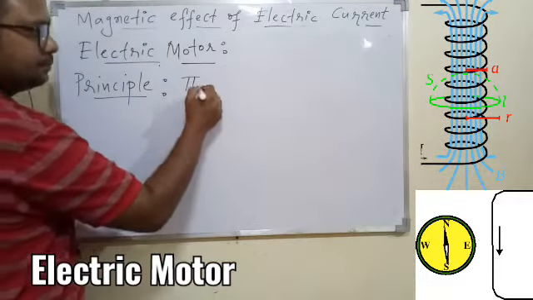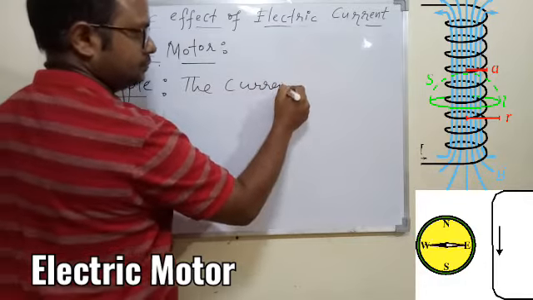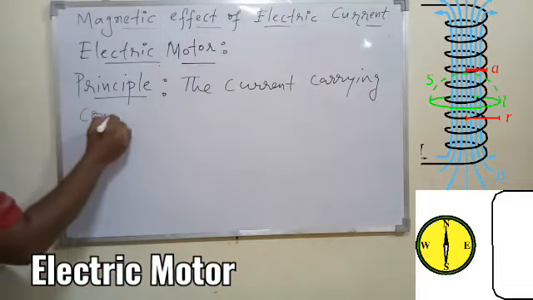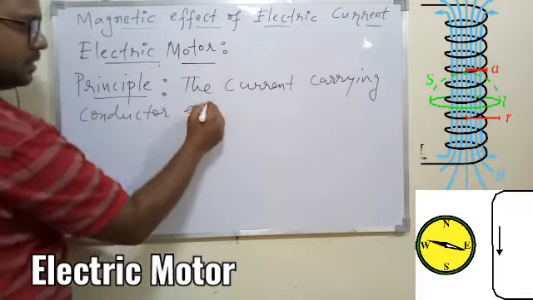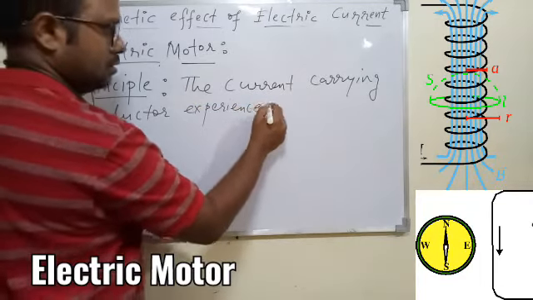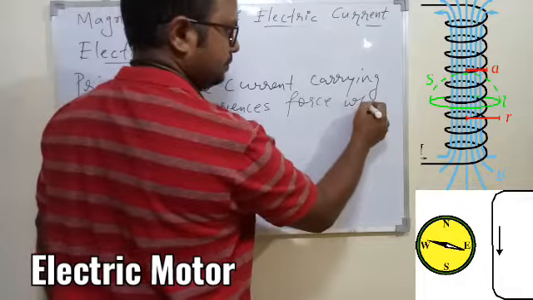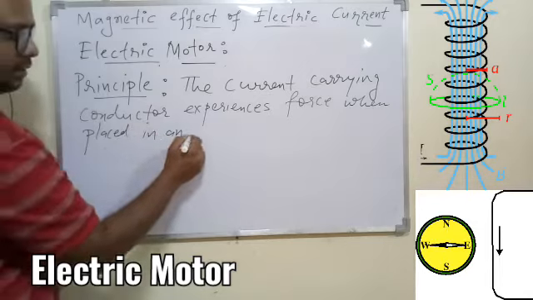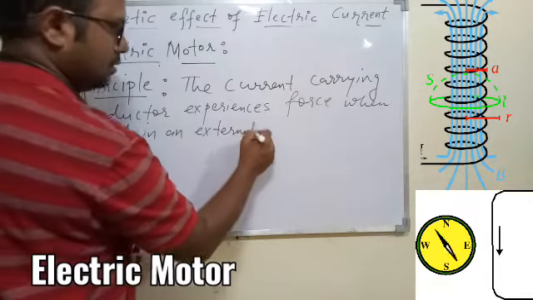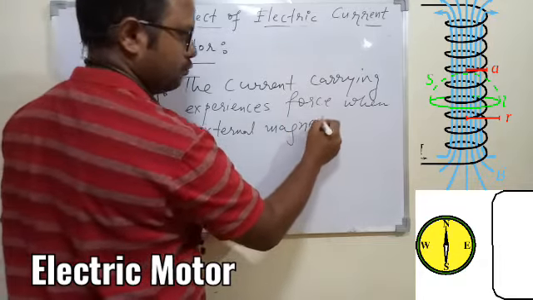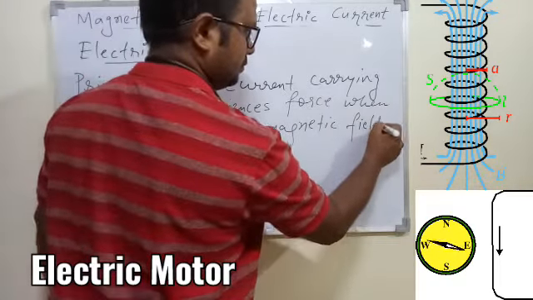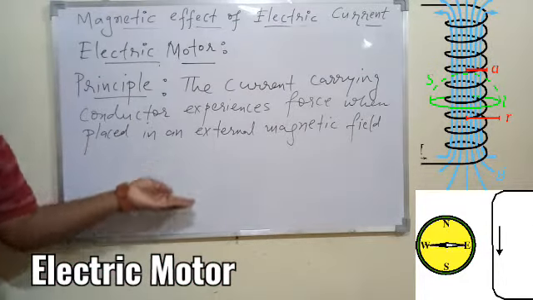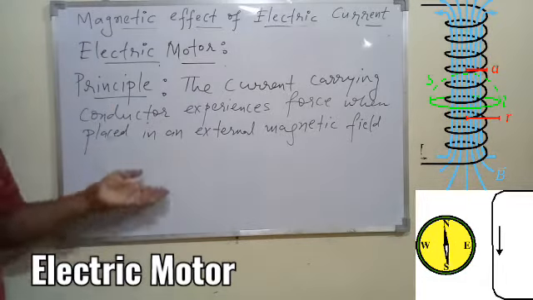So we can say that a current carrying conductor experiences a force when placed in an external magnetic field. This is what we did in the previous class, that was the topic, and now this is also the working principle of the electric motor.